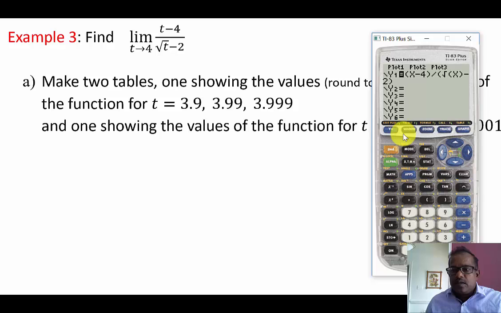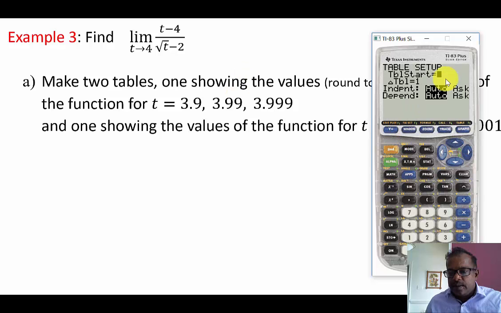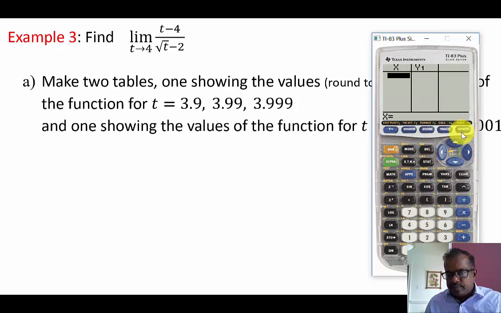Now the best thing is to go to table setup, and the important thing is to keep this independent variable as ask. That way you get an empty table when you go to table. Now we have an empty table, so I can find the value of this at any point we want. Say I go to 3.9, I got this number, and 3.99 this number, and 3.999 this number.